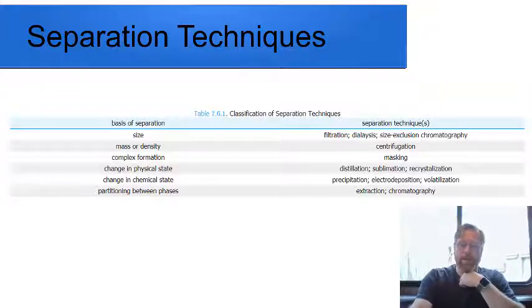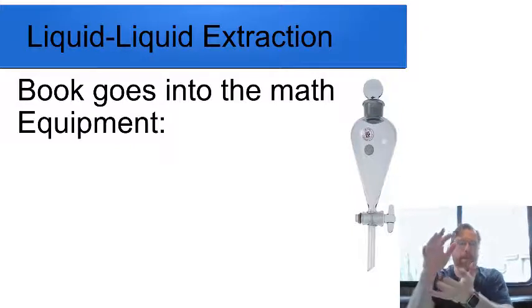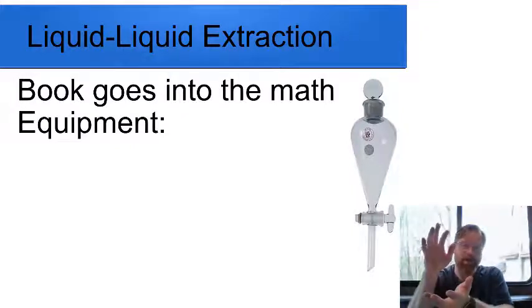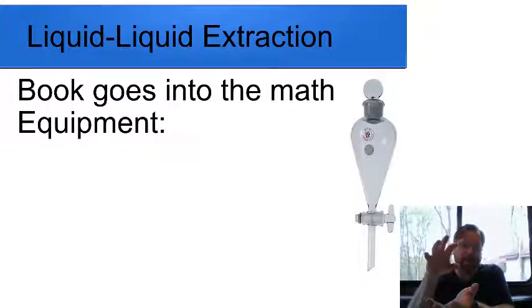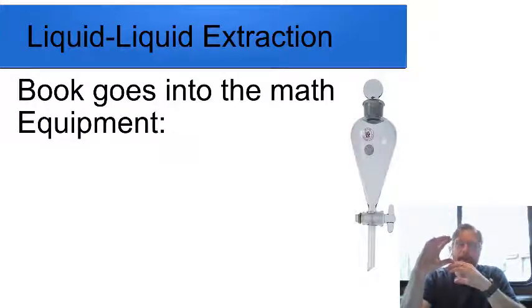So, liquid extraction. Basically, you need two liquids where the liquids don't mix. They're like oil and water. They're immiscible. So you need liquids that are immiscible, like oil and water. They're not going to mix. And either your analyte or your interferent needs to be a lot more soluble in one than the other.